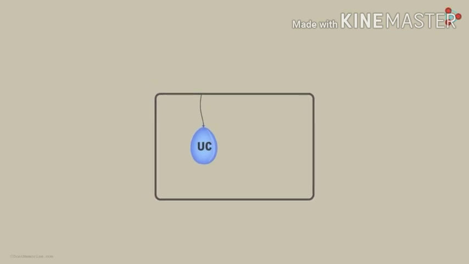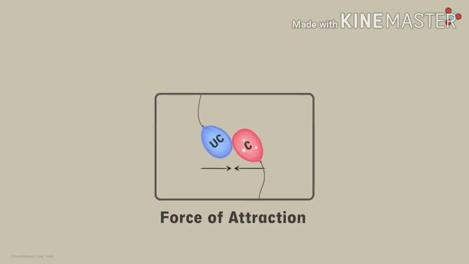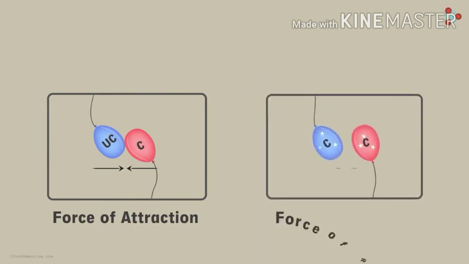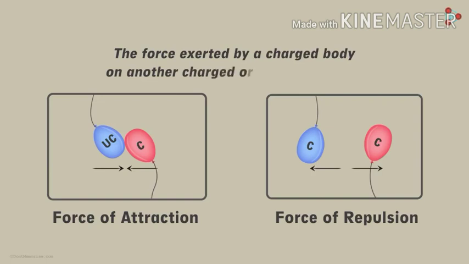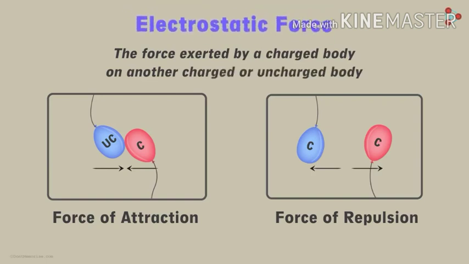What can we conclude from these two experiments? In the first case, there was a force of attraction between the charged and the uncharged body. And in the second case, there was a force of repulsion between both the charged bodies. In fact, whenever we rub two bodies together, both of them acquire charge. Then this charge attracts or repels other charged or uncharged bodies when brought near them. The force exerted by a charged body on another charged or uncharged body is known as electrostatic force. The electrostatic force can be either attractive or repulsive in nature.